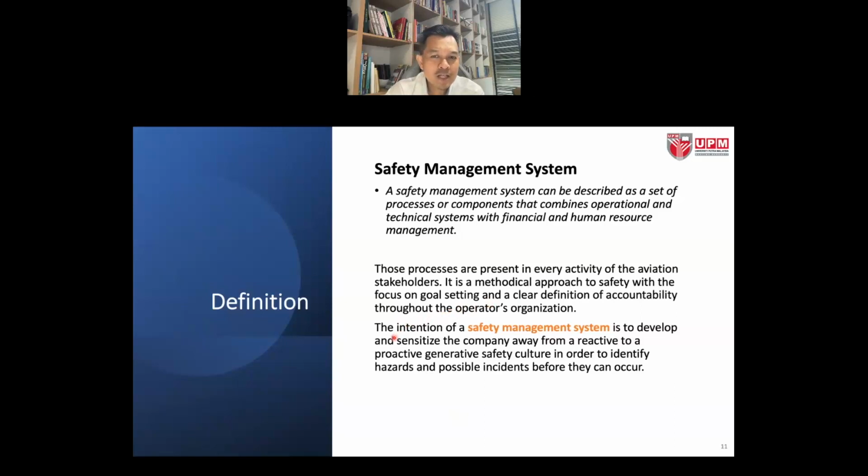So the intention of a safety management system is to sensitize the company away from a reactive to a proactive, generative safety culture. So it's not about a reactive culture, it is about a proactive safety culture in order to identify hazards and possible incidents before they can occur.